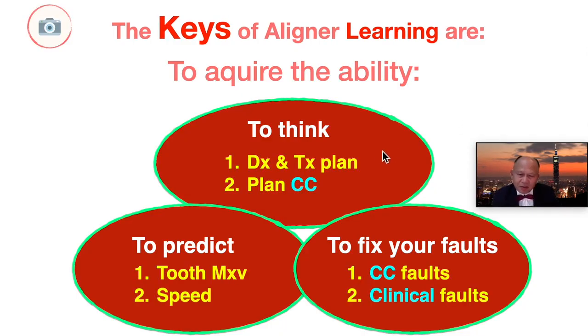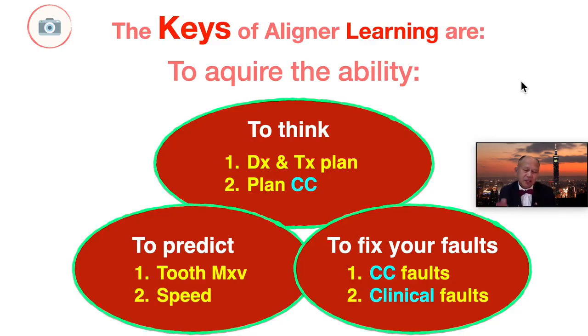And to think about diagnosis and treatment plan, and after that, you plan your ClinCheck. When you plan your ClinCheck, you need to have the ability to predict the tooth movement and the speed of that tooth movement. The tooth movement has to be reasonable, and also the speed of that movement should be reasonable. Otherwise, how can they move?